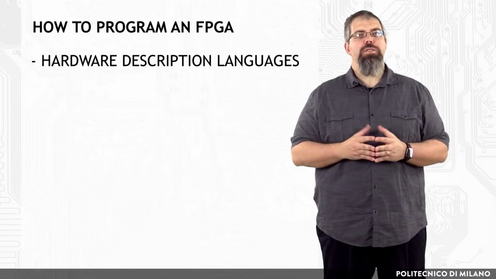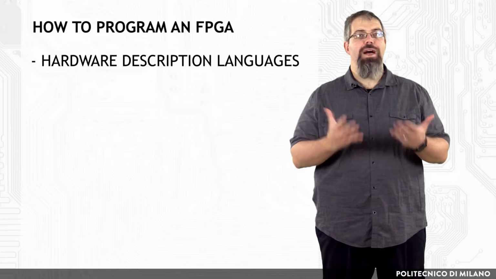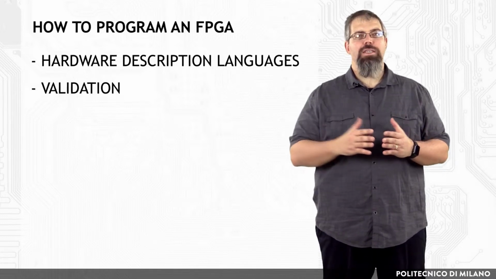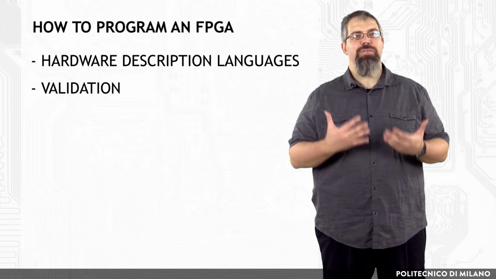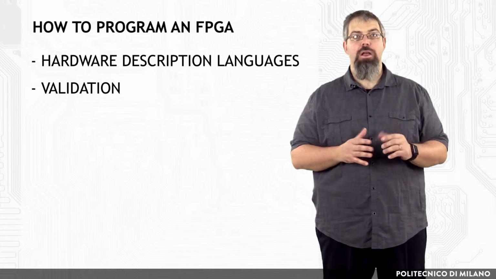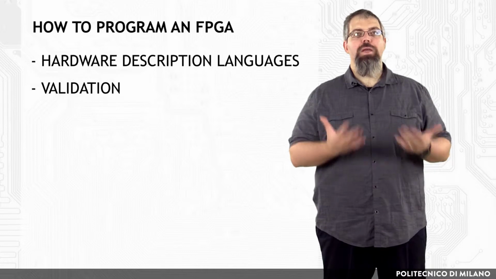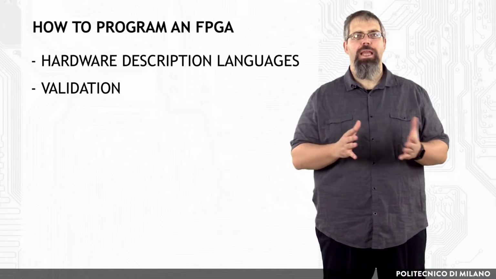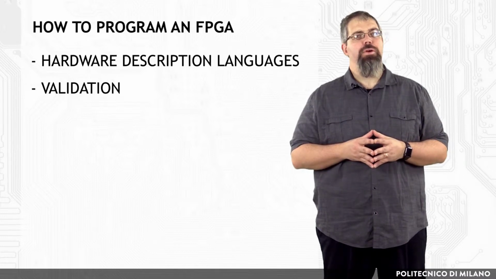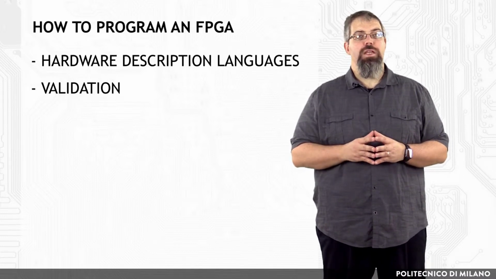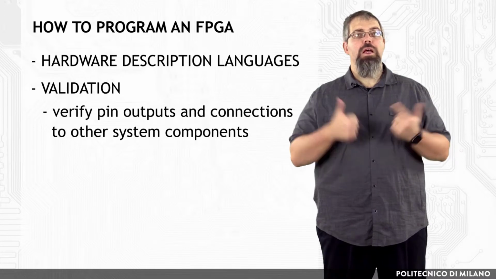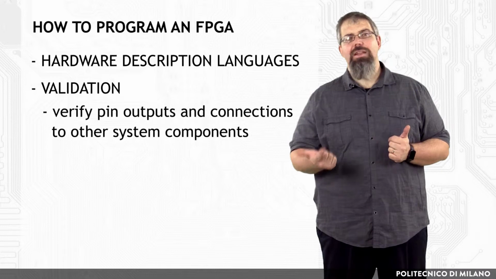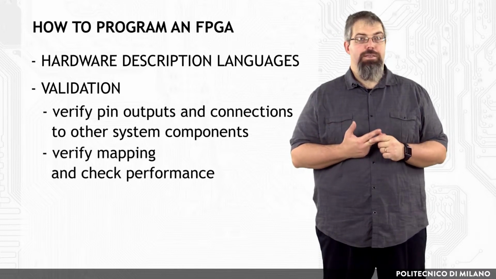Once we have our input specification, we need tools to validate it. Validation is a very important phase. Through high-level simulation, we are going to be able to catch specification errors. Furthermore, considering that, as we said, our component can be just a part of a more complex system, or because we may be interested in a certain performance, we can use the validation phase to verify pin output and connections to other system components, and at a lower level, to verify mapping and check performance.